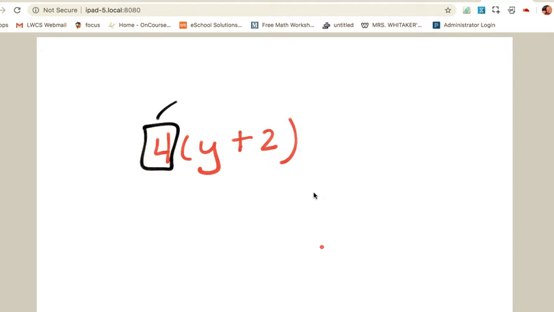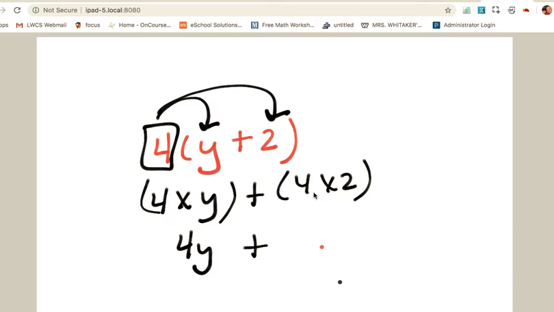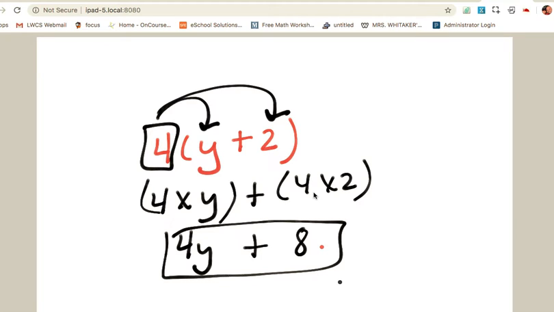Another example might look like this. They might put a variable on the inside, also with a constant. So again, we're distributing 4 with everything inside the parentheses. Everything. So it would be 4 times y, which is the same as 4y, plus 4 times 2, which is the same as 8. So this would be distributive property.